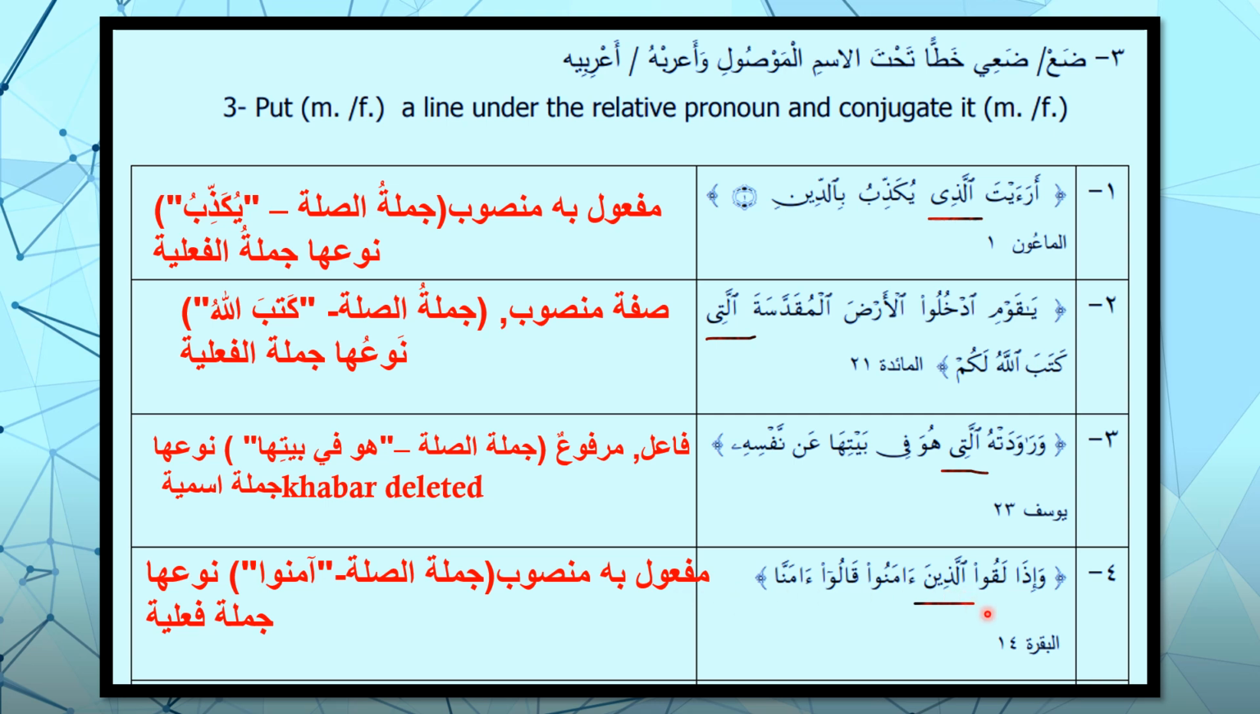So laqu alladhina. So we have a fail. Laqa means to meet, and vowel jama is the file. So we have our fail and file, and alladhina is coming in the position of maf'ulun bihi. So this is maf'ulun bihi mansub. Jumlatus sila. What is after that? Amanu. So this is also past tense with vowel jama file. So we have our jumlatul sila here after ism mausool. And what is the type? It's jumlatul fa'iliyah.